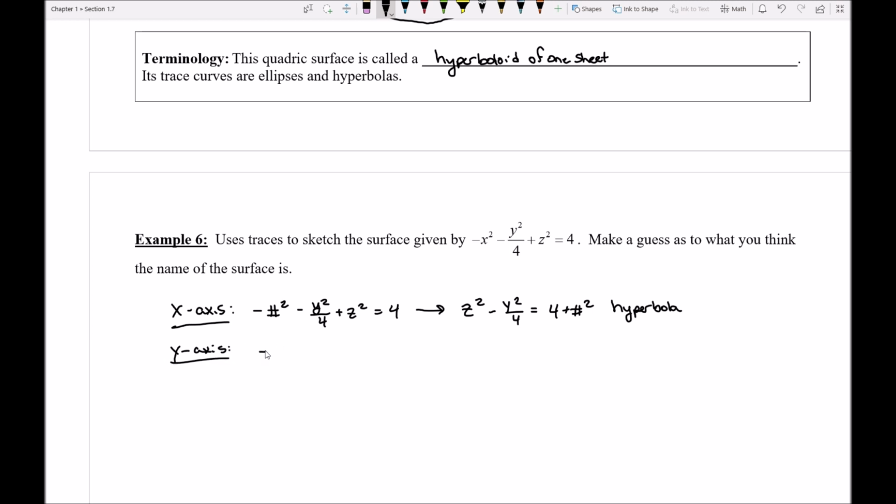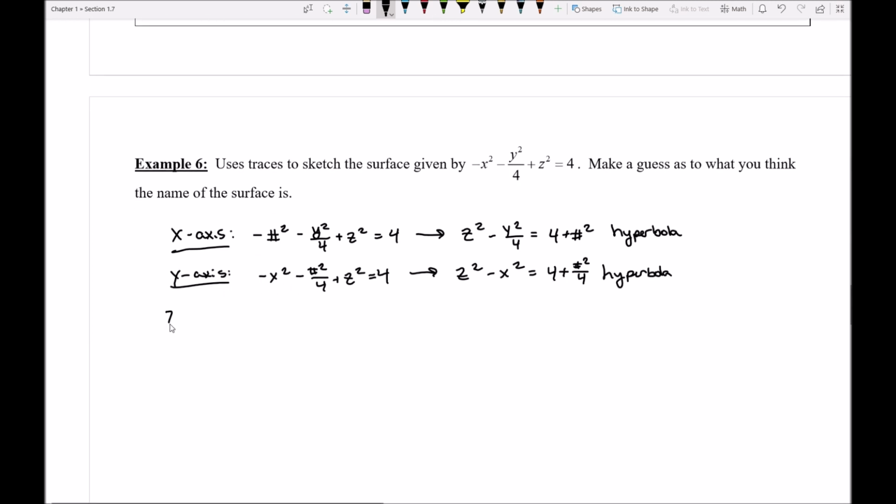Here I'm going to end up with a negative x squared minus a number squared over 4 plus my z squared is equal to 4. And again, this is going to get me that basic hyperbola shape. I'm going to end up with 4 plus a number squared over 4. Basic hyperbola shape. Again, the interesting thing here comes when we get to our z-axis.